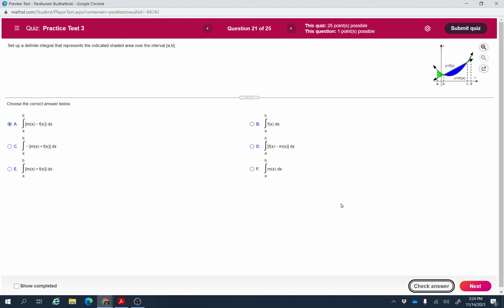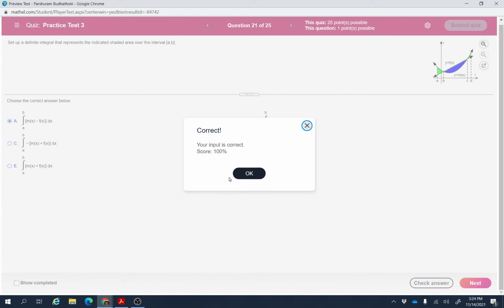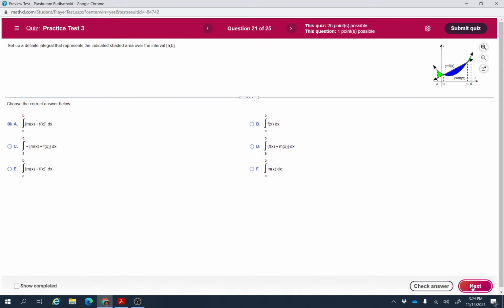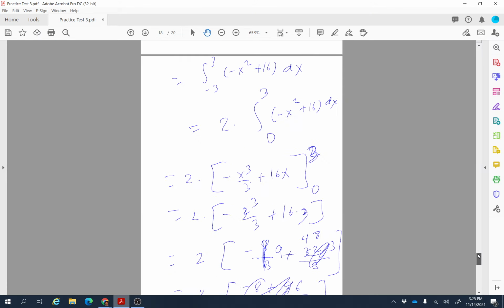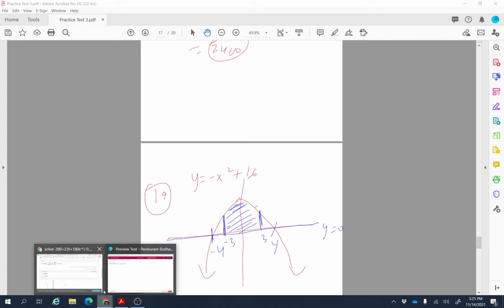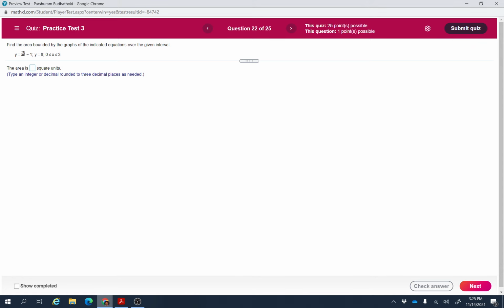Okay, set up a definite integral that represents the indicated shaded area over interval AB. Yeah, we did that. Check answer. Yes, correct. So next is, find the area bounded by the graph of the indicated equation over the given interval. y equal x squared minus 1. This is again an integration problem like the problem we did here. The exact same problem. Draw the graph of x squared minus 1, which is a parabola, and then y equal 8.